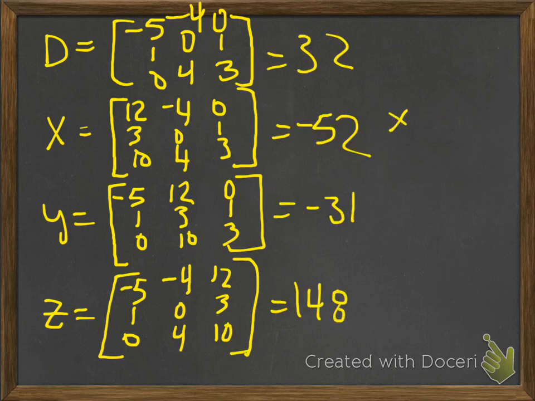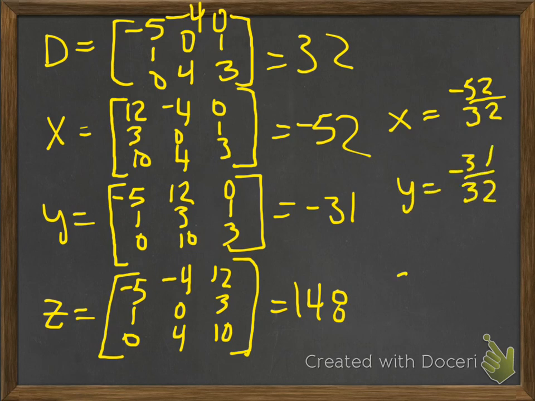Alright, if you took the determinants of those, these are the answers you get: 32, negative 52, negative 31, and 148. Just taking the determinants of each one of those. Now, to get the answer of x, it's just negative 52 divided by 32. To get the answer of y, it's negative 31 divided by 32. To get the answer of z, it's 148 divided by 32. And if you simplify all three of those, you'll get the answers we got on the previous examples.